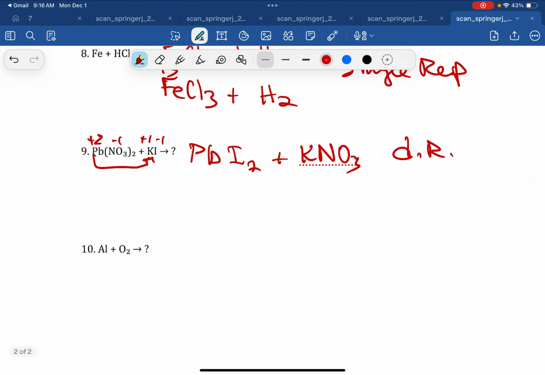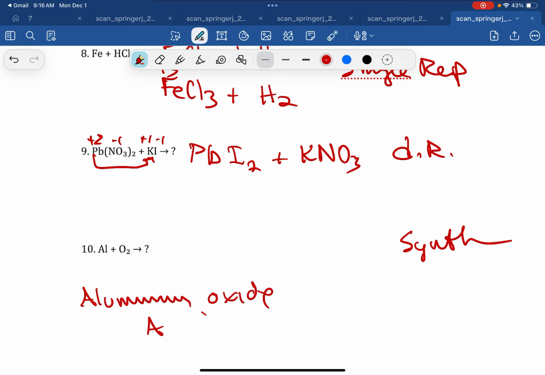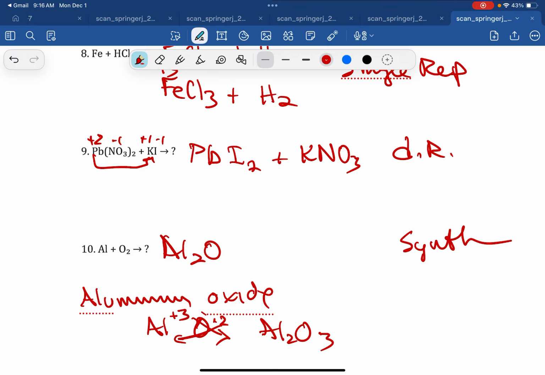And finally, looks like a synthesis. Making aluminum oxide. We know aluminum is a +3 and oxygen is a -2. So the 2 is going to go here, the 3 is going to go there. Al2O3 is what we get. So hopefully you did okay with that.